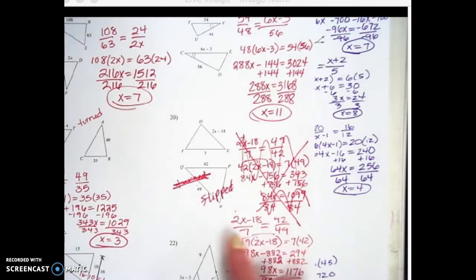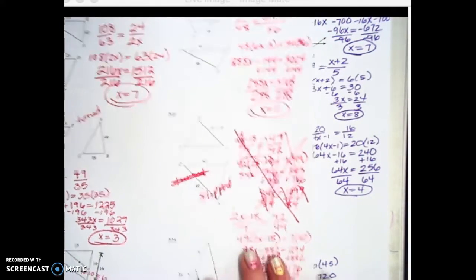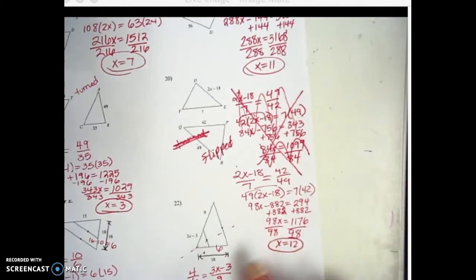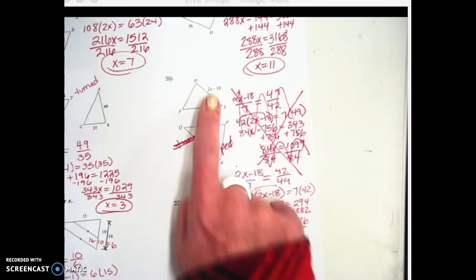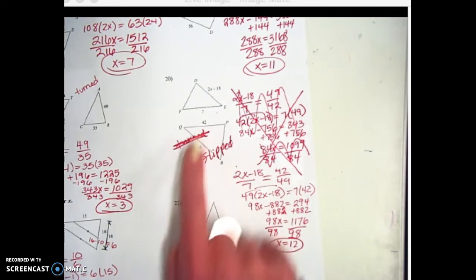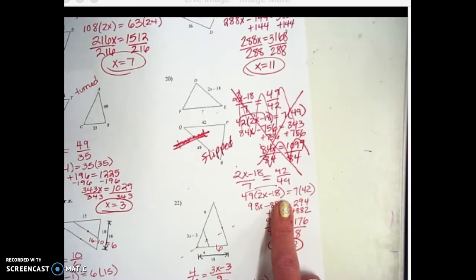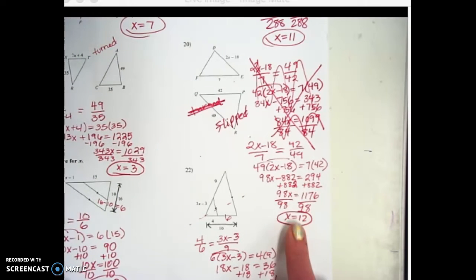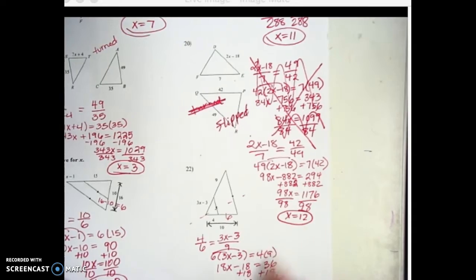For number 20, first I thought they were turned, but they're actually flipped. So I needed to set up my proportion, this one to this one, and this one to this one. Do the distributive over here. Subtract 882 from both sides, divide both sides by 98, and you get x equals 12.